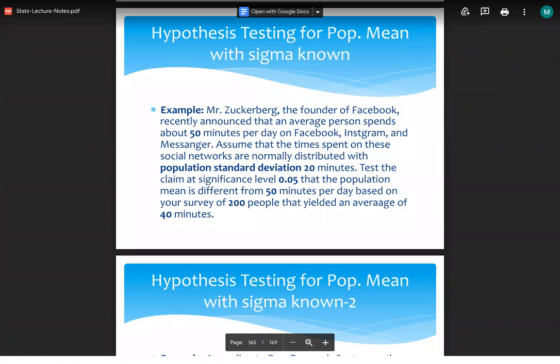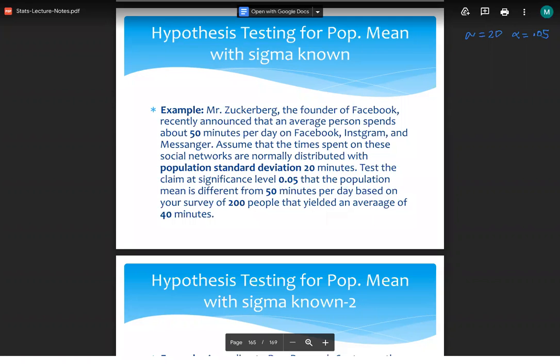Mr. Zuckerberg, the founder of Facebook, recently announced that an average person spends about 50 minutes per day on Facebook, Instagram, and Messenger. Assume that the time spent on these social networks is normally distributed with population standard deviation 20 minutes. So that means sigma is equal to 20. Test the claim at significance level 0.05. So alpha is equal to 0.05. That the population mean is different from 50 minutes.